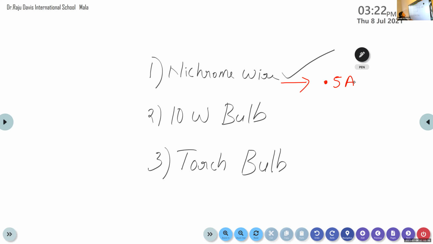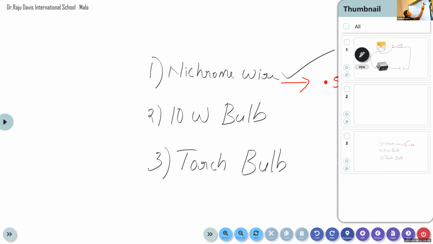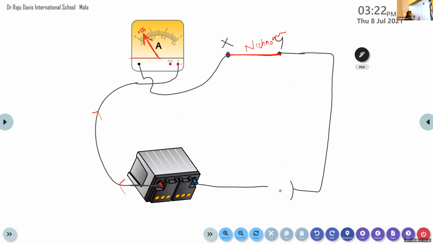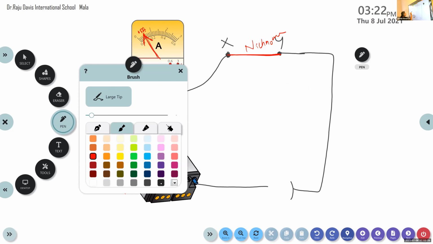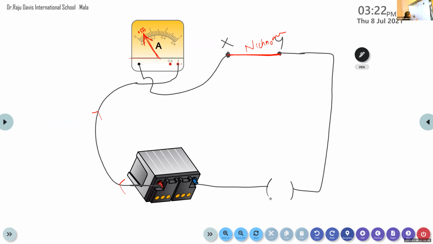Now we can remove this nichrome wire. Before that, we want to remove the key from the plug. Students, when you do the experiment, you must note that after each reading you must remove the key from the plug. Now we are going to remove this nichrome wire from the gap between X and Y.